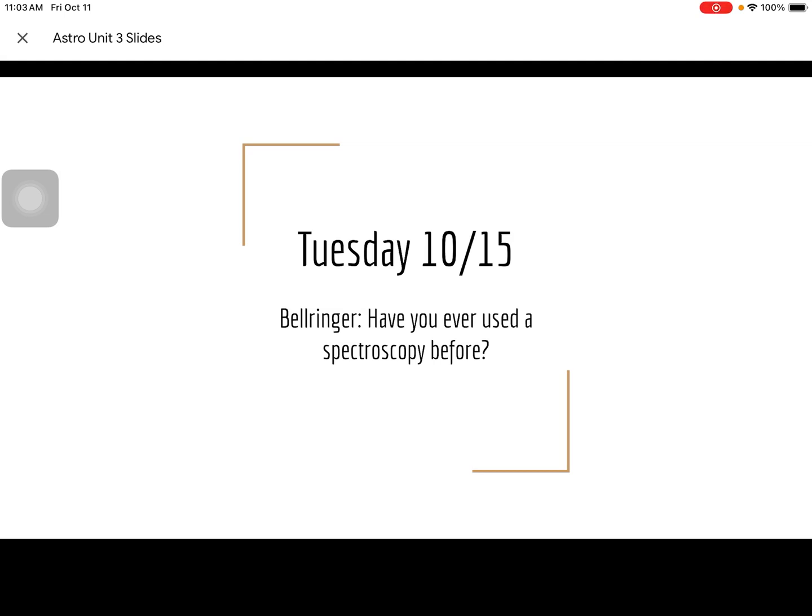Hi everybody, so this is not going to take very long. We only have a couple of slides to run through, and then you're going to work on a Doppler shift worksheet that we will go over tomorrow when I'm back, and then we'll also do the spectrometer or spectroscope lab as well tomorrow. So here we go. So get your notes out.